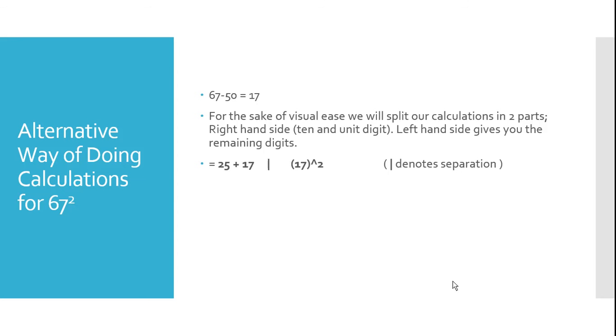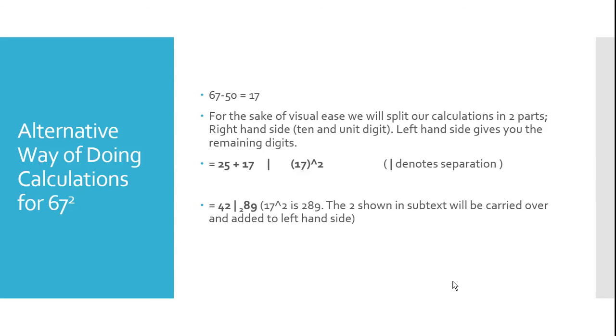Instead of adding 2500 to 1700, for visual ease, I am just concerned with the left hand side and the right hand side of my answer. The left hand side, which is 25 plus 17, 17 is the difference, and the right hand side is square of 17. So this makes my calculation a little easier, which is 25 plus 17 is 42 and 17 square is 289.